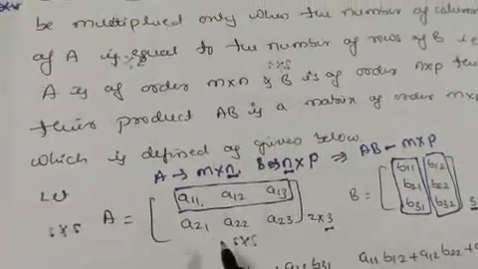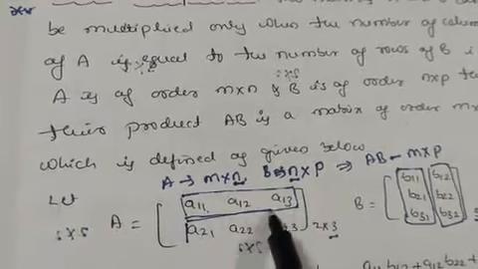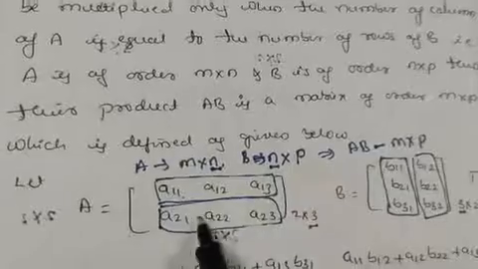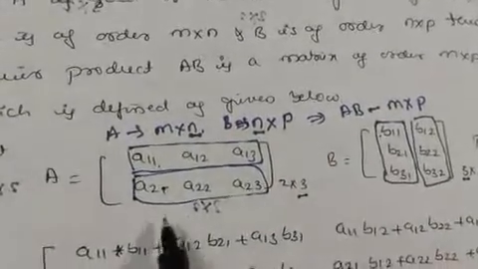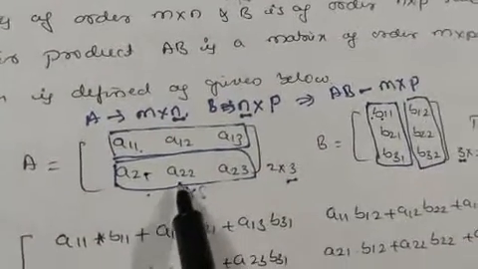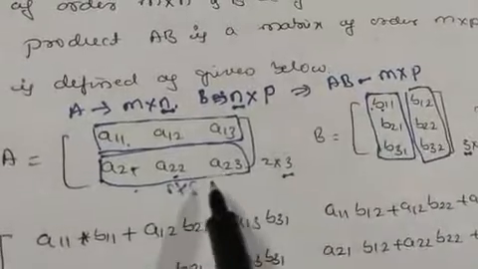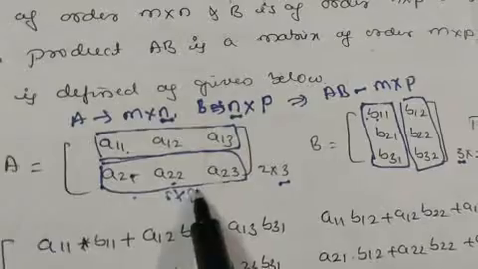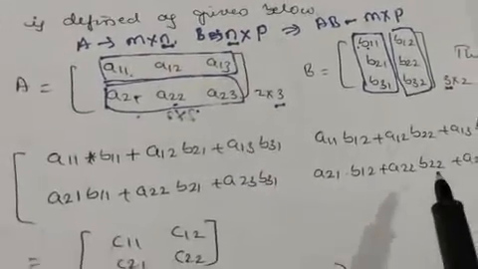Next come to the second row. For the second row, you have to do the same thing. Second row into first column. Corresponding elements you have to multiply: A21 into B11 plus A22 into B21 plus A23 into B31. Then similarly, second row into second column. You will get it like this.